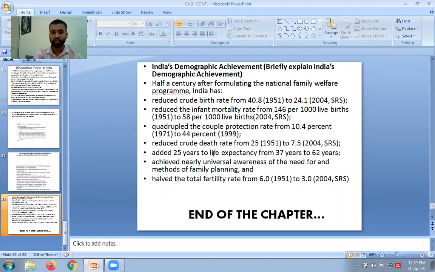And then we also achieved universal awareness of the need, and people became aware after this particular program. There was a lot of awareness among the people, and they started appreciating smaller families. And we halved the total fertility rate from 6 to 3. Earlier, a mother was giving birth to 6 children. Now, a mother was giving birth to 3 children. So we achieved all these things, right? It is a very important slide.